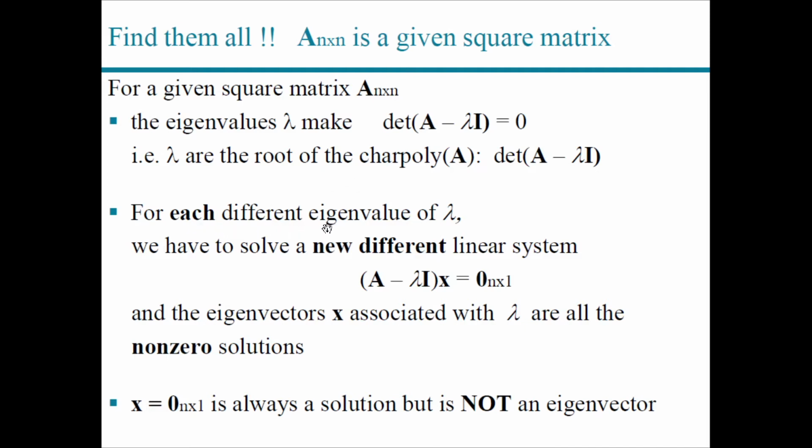And for each eigenvalue, lambda, we have to solve a different homogeneous system. The non-zero solutions are eigenvectors associated with the eigenvalue lambda. We know that 0 is always a solution, but we are not interested in 0, we are interested in non-zero solutions. So again, vector 0 is always a solution, but it's never an eigenvector. Eigenvectors are non-zero vectors that solve this equation. And we made sure that we have infinitely many solutions because the determinant of the matrix of the system is 0. All this is linked with the equivalent statements that we need to revise.